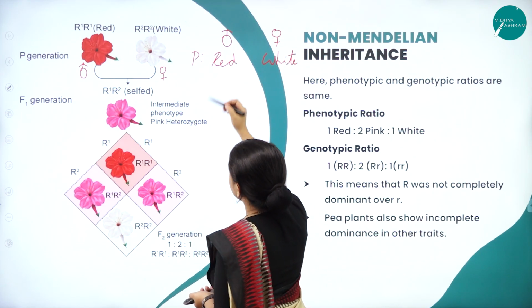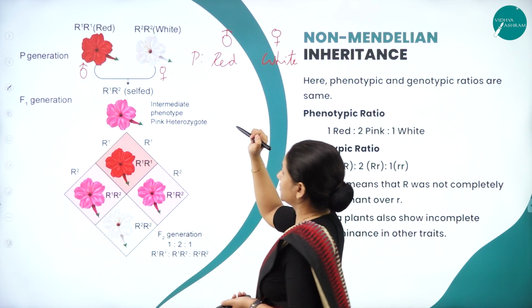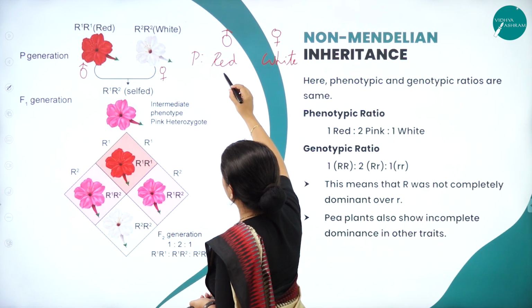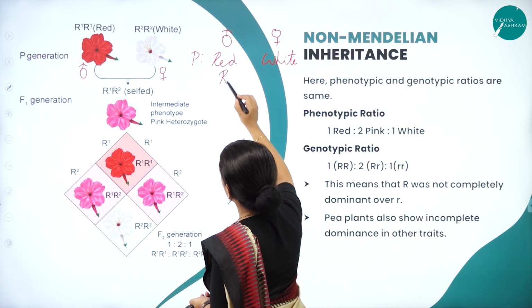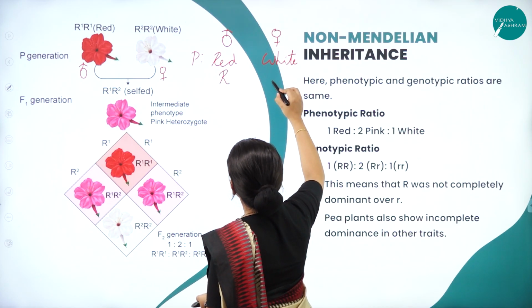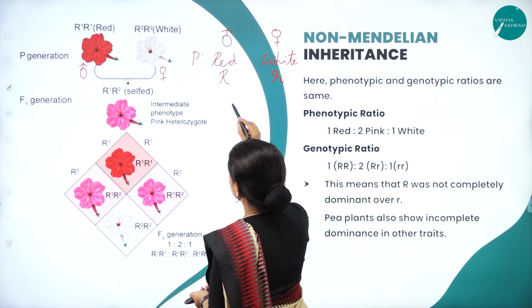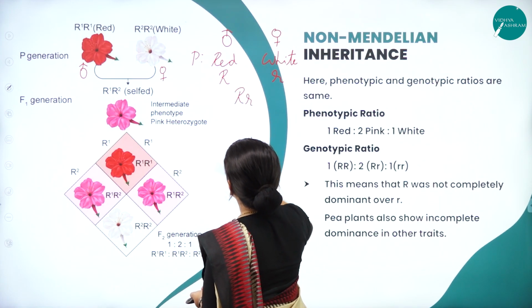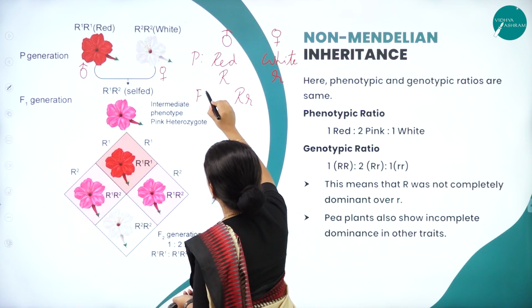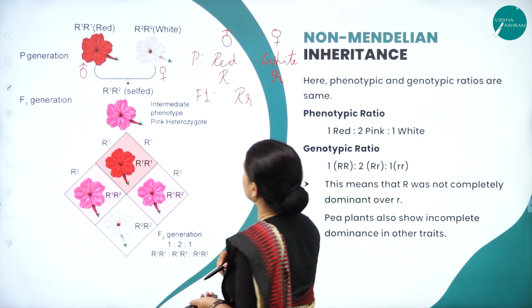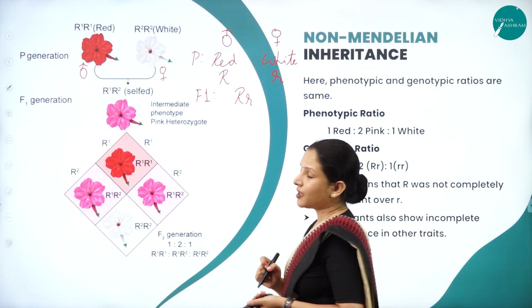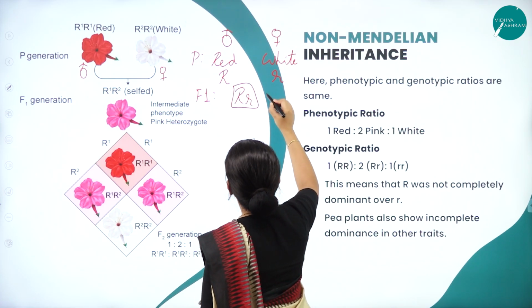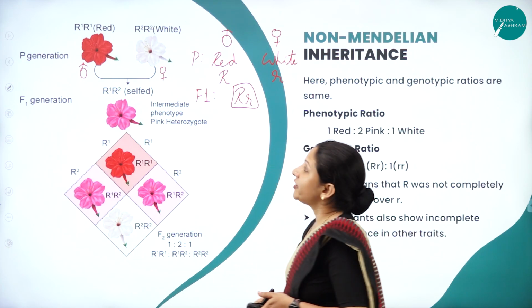Now we'll write the genes, or factors, for these. For red it is capital R. For white it is small r. The resulting gamete that we'll get is Rr. So this is the F1 generation. In the F1 generation what will we get? We will get Rr.